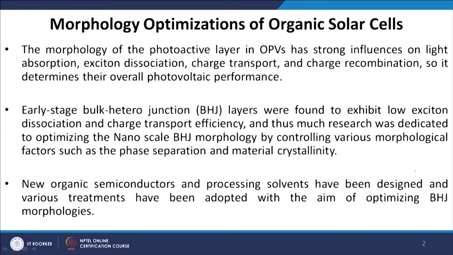Early stage bulk heterojunction layers were found to exhibit low exciton dissociation and charge transport efficiency, and thus much research was dedicated to optimize the nanoscale BHJ morphology by controlling various morphological parameters such as the phase separation and material crystallinity. New organic semiconductors and processing solvents have been designed and various treatments have been adapted with the aim of optimizing BHJ morphologies.